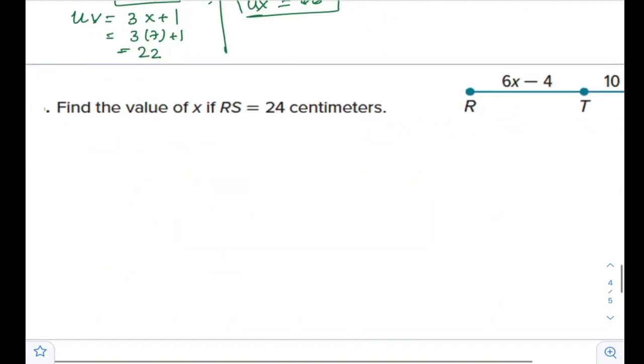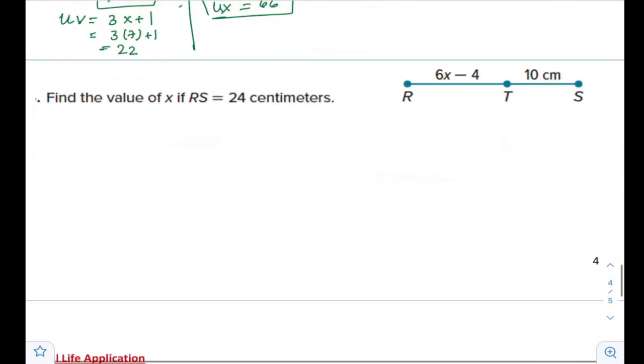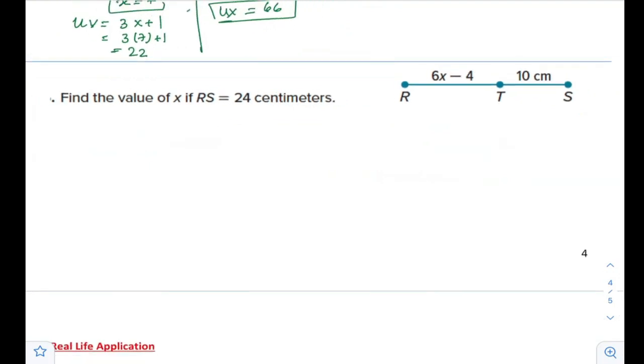Find the value of x if RS is 24 centimeters. Now this total length is 24, and remember, he is not telling you that RT equals TS. So we'll go back to the theory that says RT plus TS is equal to RS. And we are replacing back.